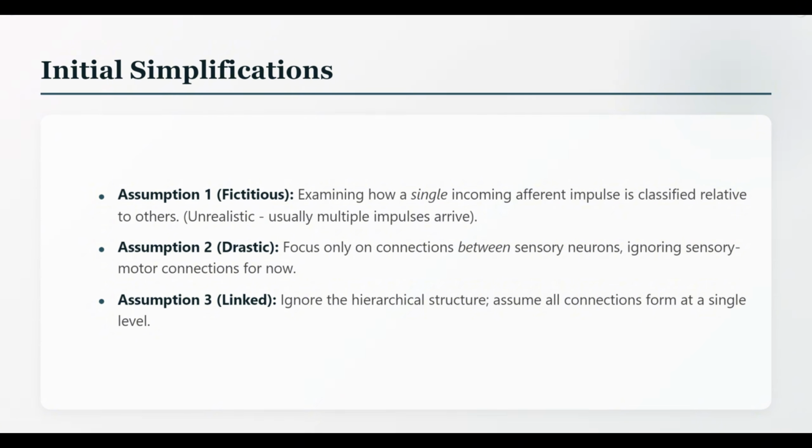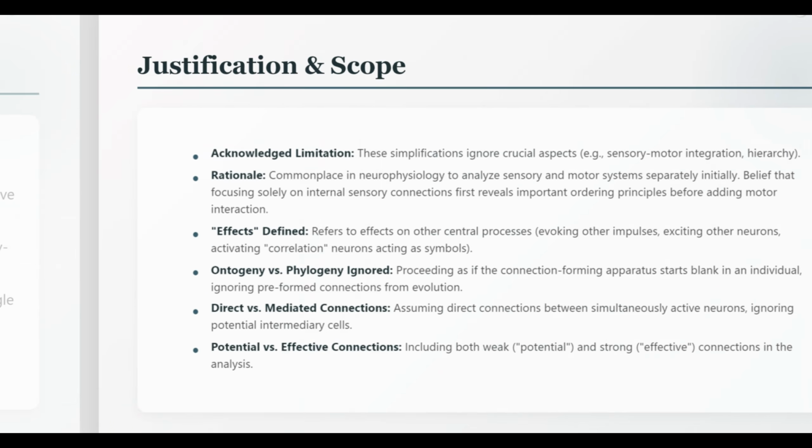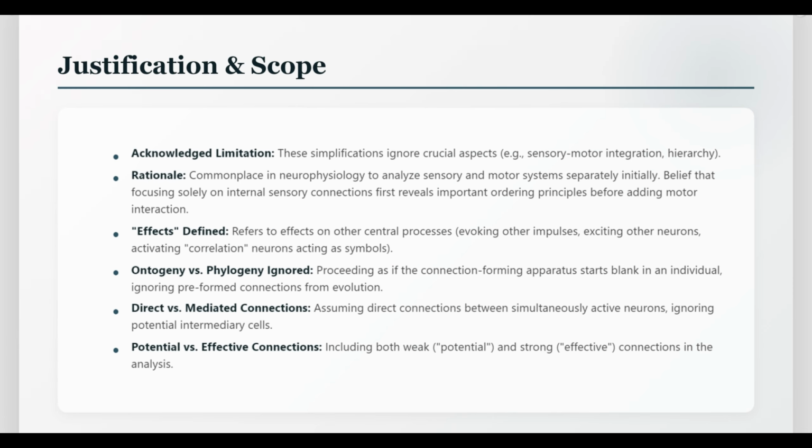These are drastic simplifications, ignoring huge chunks of reality like the sensory-motor loop and the layered organization. But they help isolate the basic classification mechanism. Now, why these drastic cuts? We know ignoring the motor system and the hierarchy is skipping major pieces.